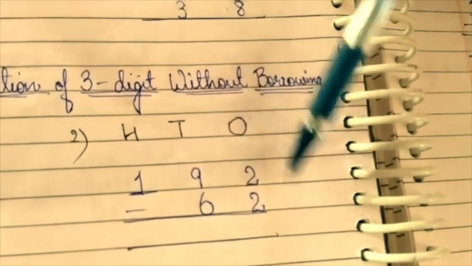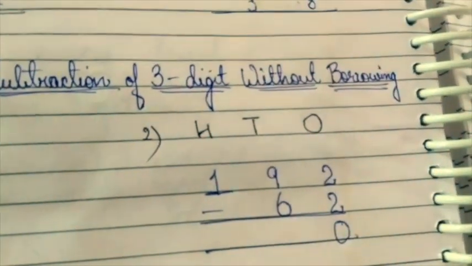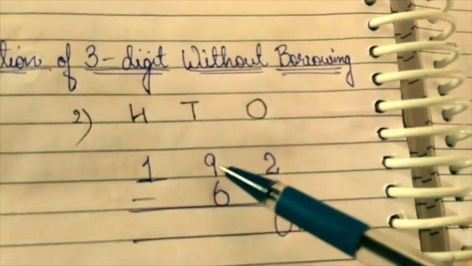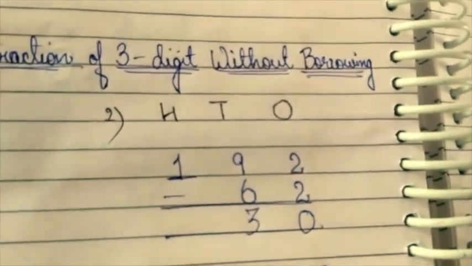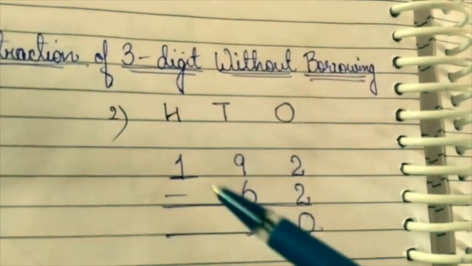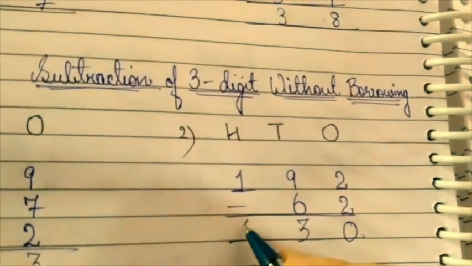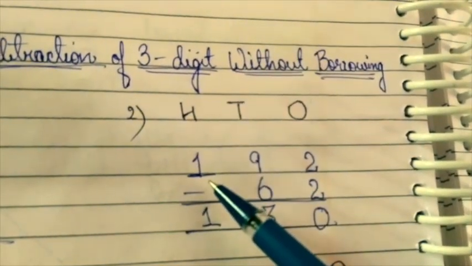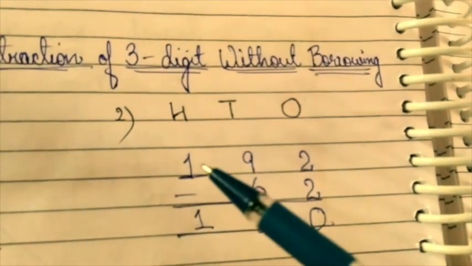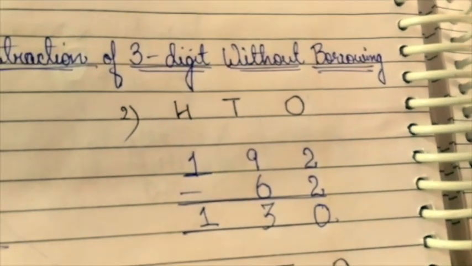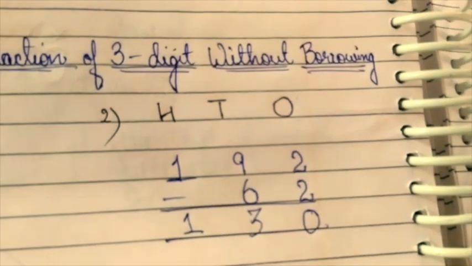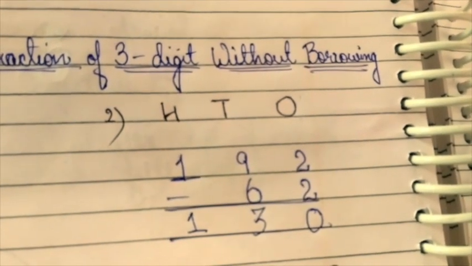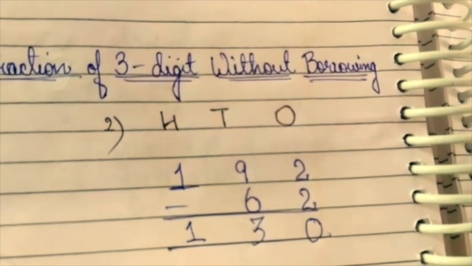First we will solve the ones section. 2 minus 2. 2 ones minus 2 ones is equal to 0 ones. Let's solve tens column. 9 tens minus 6 tens is equal to 3 tens. Let's solve 100 column. 100 minus 0 is equal to 100. If nothing is there, we will consider it as 0. So students, the difference between 192 minus 62 is equal to 130. And 130 is equal to 100, 3 tens and 0 ones. I hope you all are understanding the difference, how we are taking without borrowing.